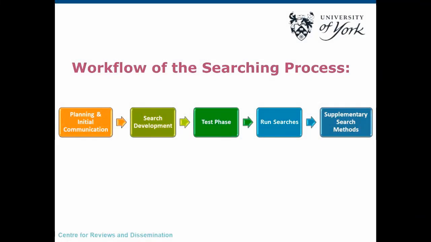This diagram shows a basic workflow of planning and developing a search for a systematic review. The process starts with planning and initial communication. This progresses to search development and is then followed by the test phase, running the searches, and ends with supplementary search methods.